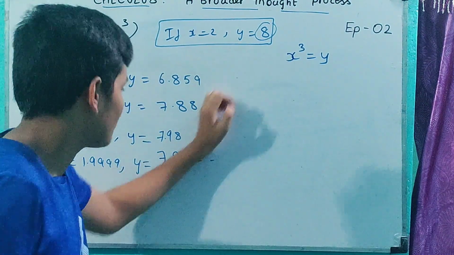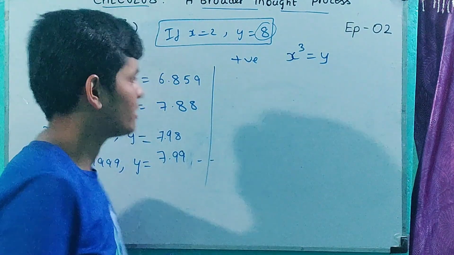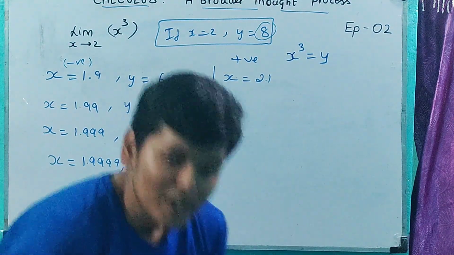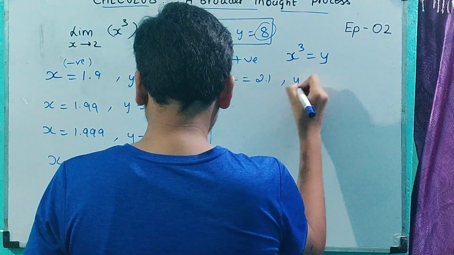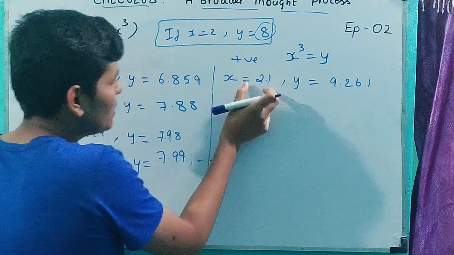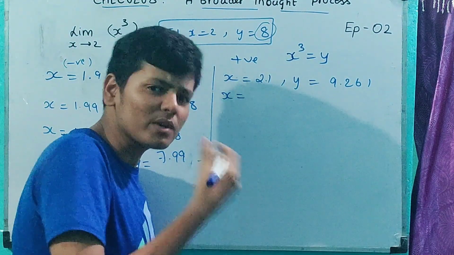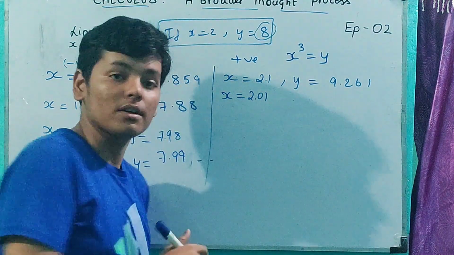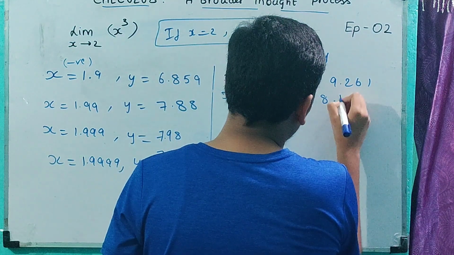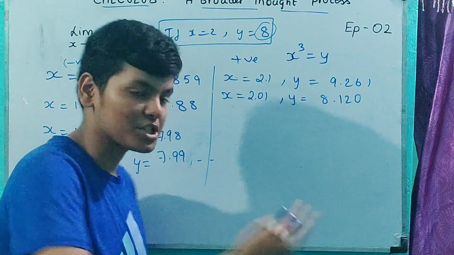This can also be proved otherwise. How can we prove it otherwise? Let us suppose we are approaching 2 from the positive direction. Let the value of x be 2.1. Then what will be the value of y? If the value of x is 2.1, then the value of y comes out to be 9.261. Interesting, because our x value is about to hit 2 and our y value is also about to hit 8. If the value of x is 2.01, which is almost equal to 2, then the value of y comes out to be 8.120. Now as we get closer to 2, the value of y gets much closer to 8.